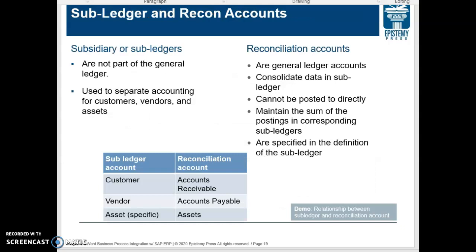So one thing you have to keep in mind, on the general ledger, we don't have an account for every customer and every vendor and every asset. So we usually have a reconciliation account on the general ledger, and then you have a sub-ledger that has accounts for each customer, vendor, and asset.